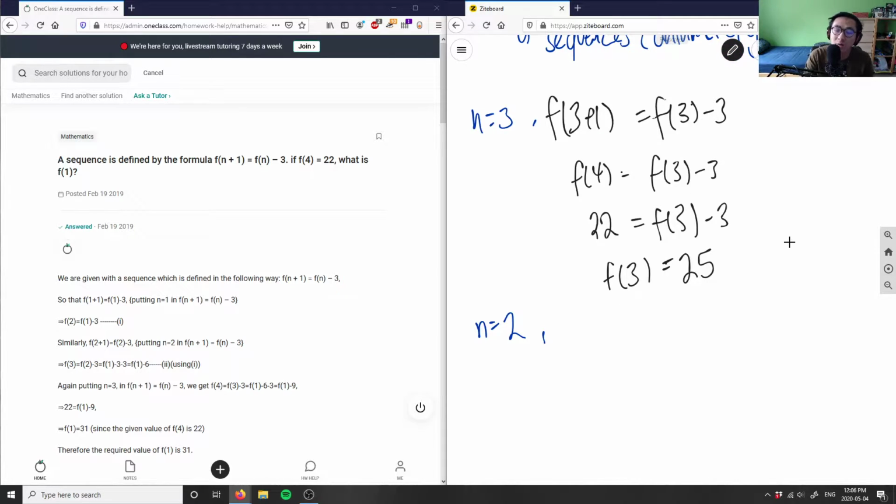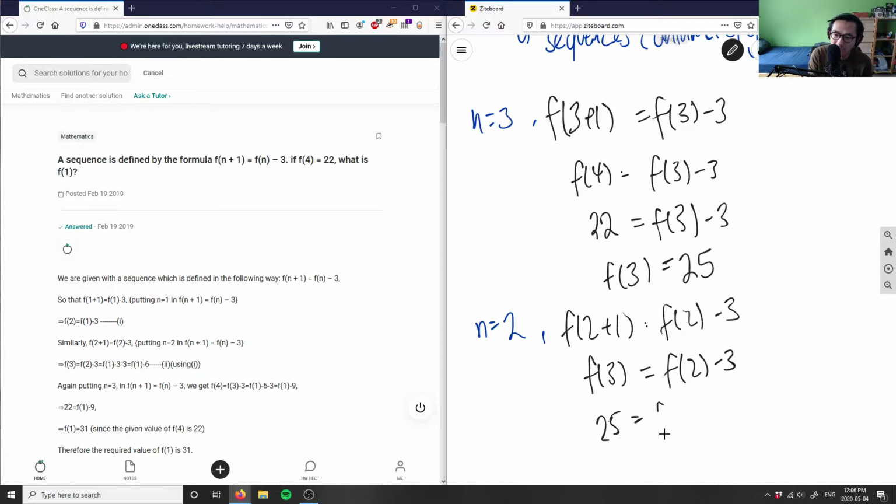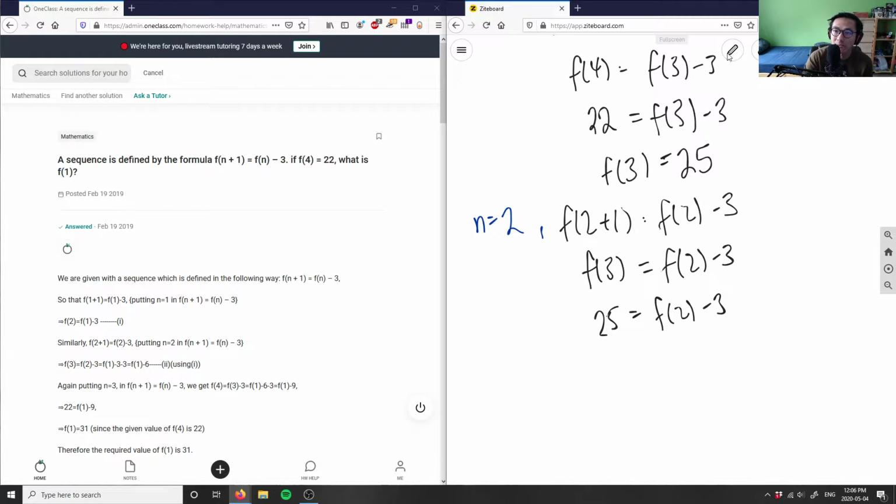We have f of 2 plus 1, which is 3, and we know that. So f of 2 plus 1 equals f of 2 minus 3, right? And we know that f of 2 plus 1 equals f of 3 equals f of 2 minus 3. And we know that f of 3 here is 25 and equals f of 2 minus 3. Add 3 to both sides, so therefore f of 2 would equal 28, right? F of 2 here would be 28.